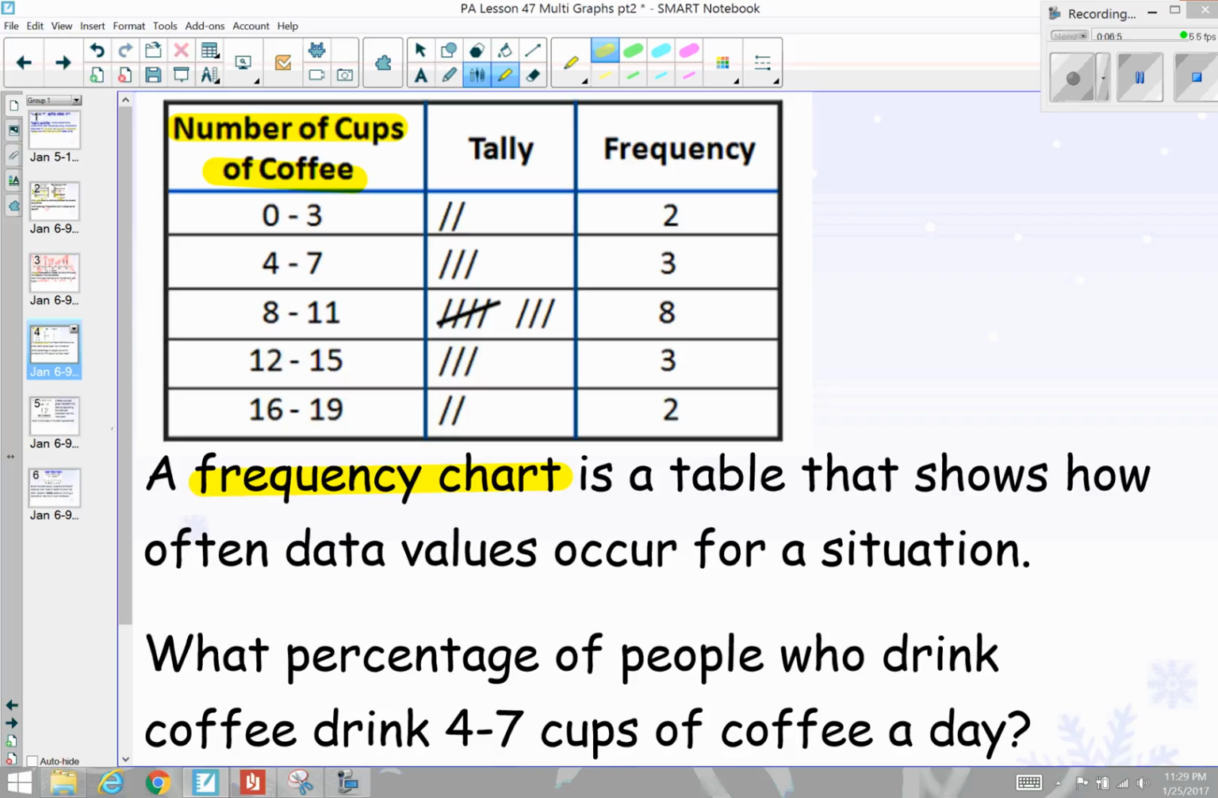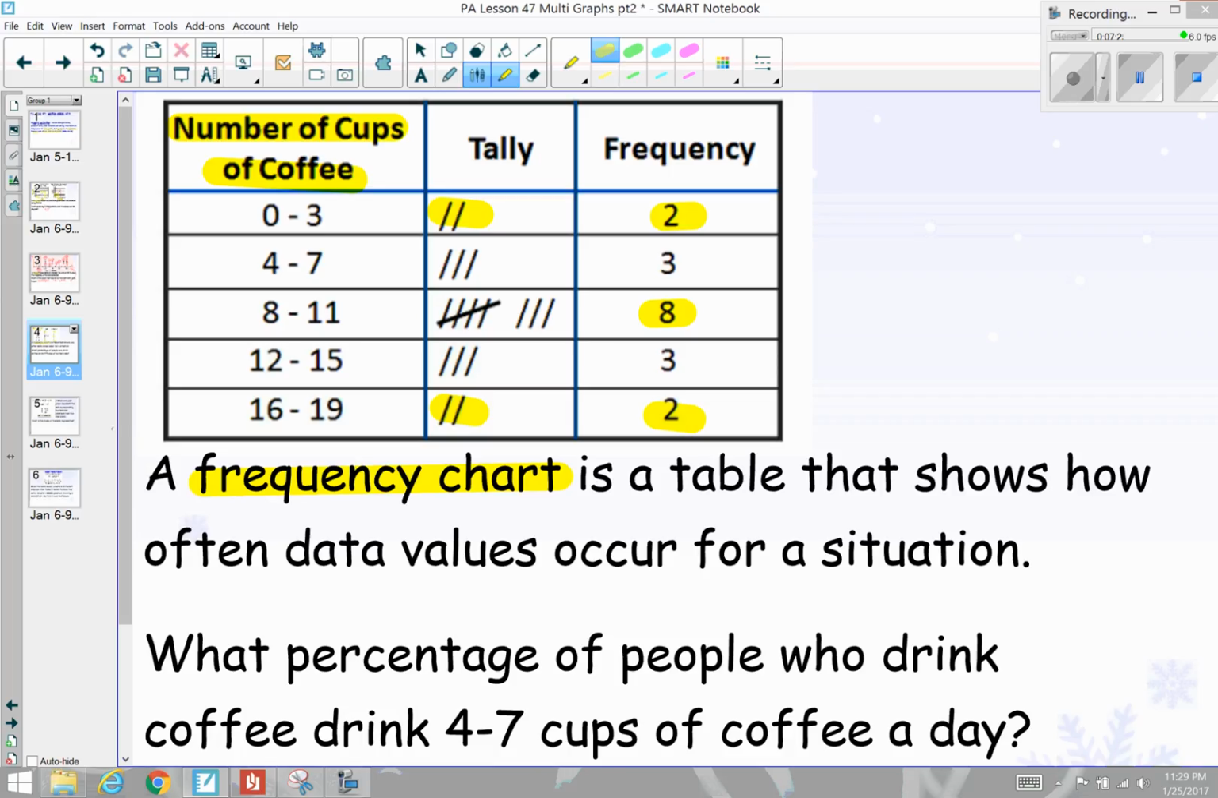They were collecting data on this, and they said, okay, how many people drank 0 to 3 cups of coffee? Well, they were collecting their data using tally marks, and then at the end they wrote their frequency. So they said, okay, we have 2 tally marks, so 2. From 8 to 11, there were 8 people who drank that, and from 16 to 19, there were 2. So you can see how all of the values were determined, collecting the data with the tally marks, and then recording the number under the frequency chart.